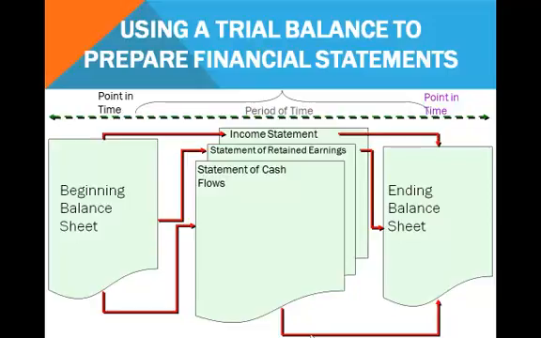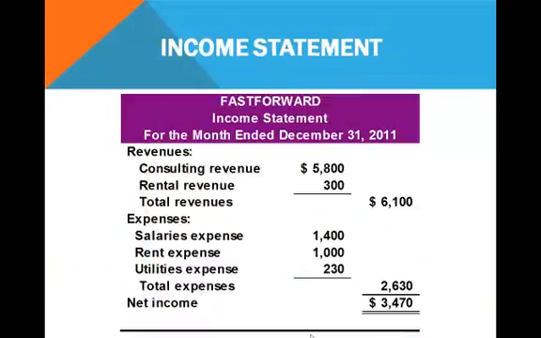Also, we can talk about doing the statement of cash flows, but we're going to blow right by that one for now. We'll talk about that in a later chapter in more detail. So using the trial balance that we have for Fast Forward, here's our income statement. You can see we have consulting revenue. We also have some rental revenue for our total revenues of $6,100. You can see that we have our expenses listed and we total them up, and then we have the difference between these. It happens to be positive because our revenues exceed our expenses, is $3,470.